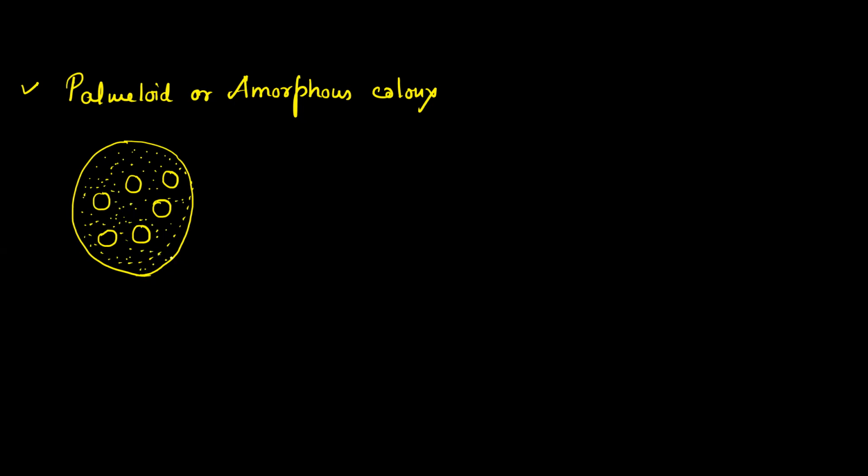This is how it looks. This dotted portion is the mucilaginous matrix. See, numerous non-motile cells are embedded in a common mucilaginous matrix.